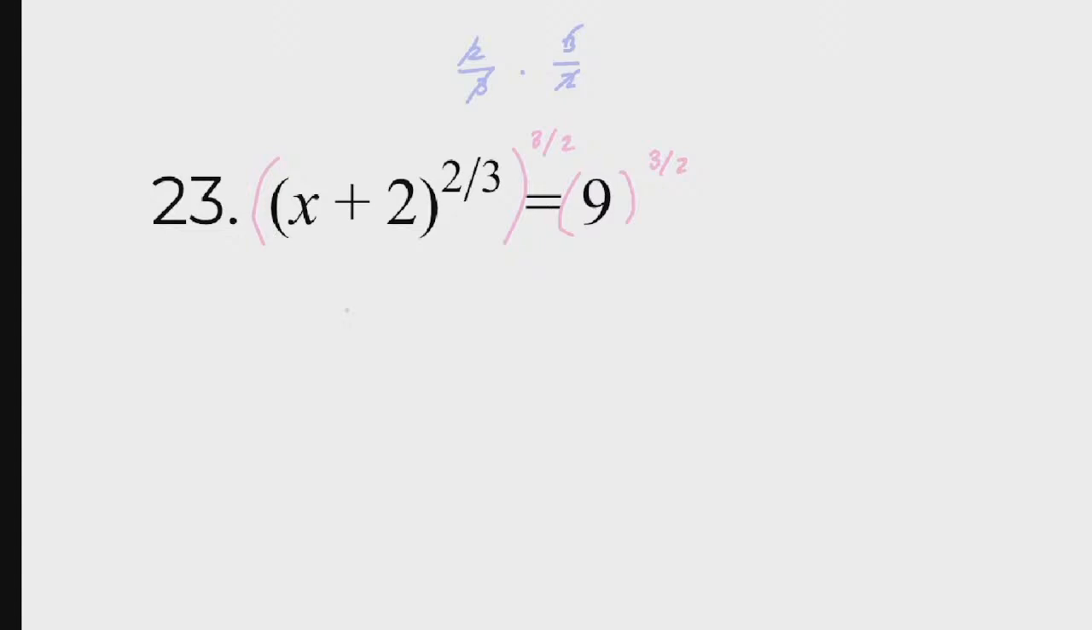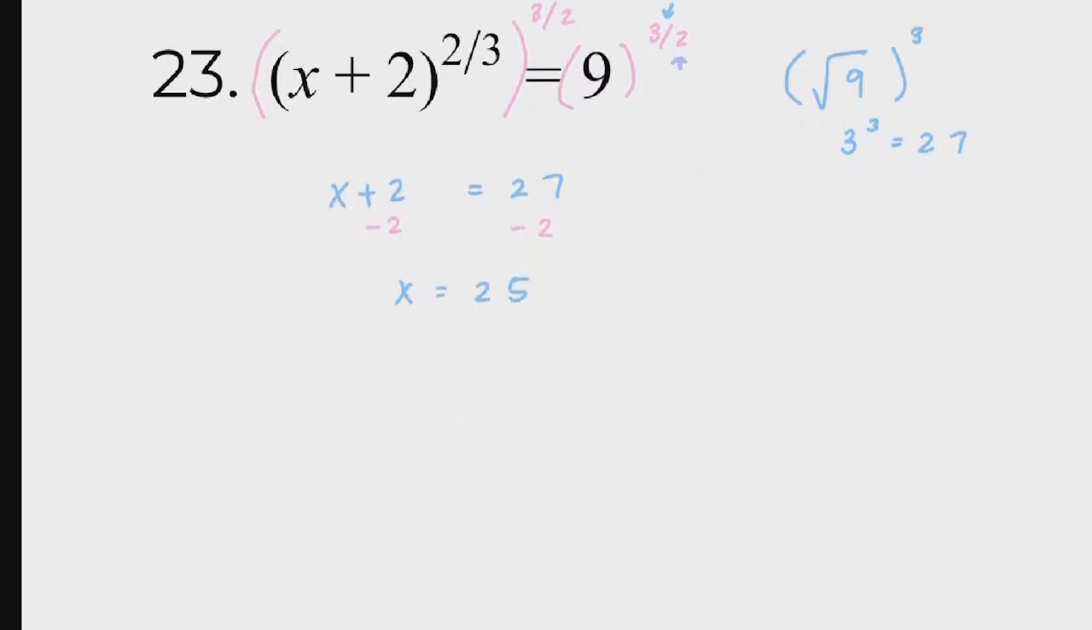So on the left, we're just left with x plus 2. And on the right, if you don't remember fractional exponents, the denominator is the root, so it's square root of 9. And then the numerator is the power, so it'll be cubed. So square root of 9 is 3, and then 3 cubed is 27. So this is 27. Then to solve for x, we're going to subtract 2 on both sides. So x equals 25.